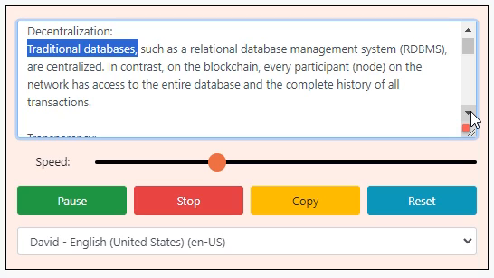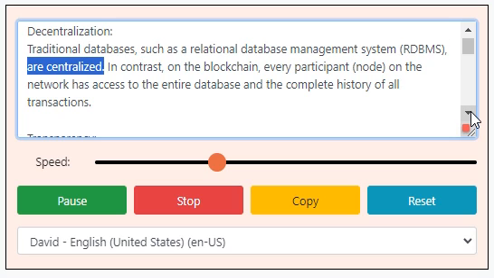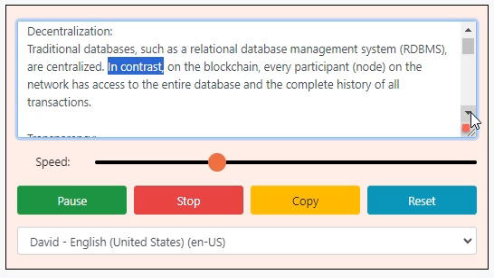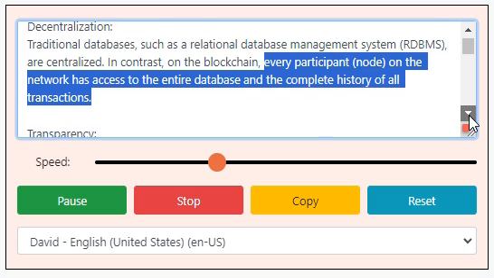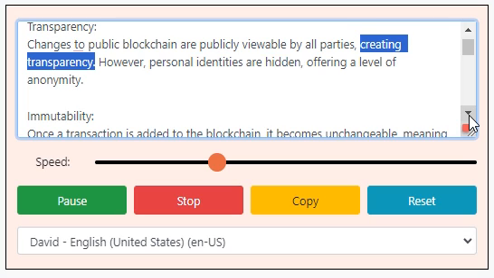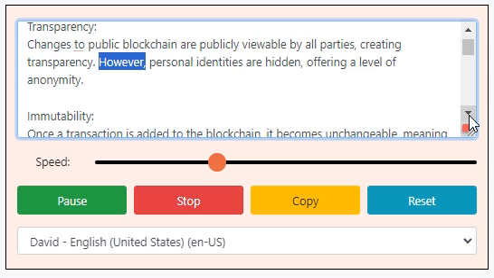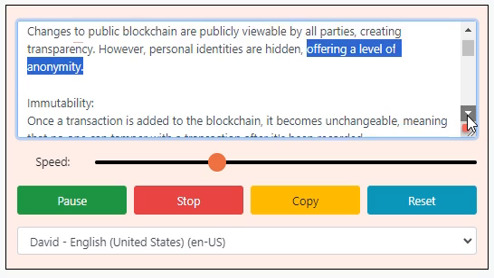Decentralization. Traditional databases, such as a relational database management system, RDBMS, are centralized. In contrast, on the blockchain, every participant, node, on the network has access to the entire database and the complete history of all transactions. Transparency. Changes to public blockchain are publicly viewable by all parties, creating transparency. However, personal identities are hidden, offering a level of anonymity.